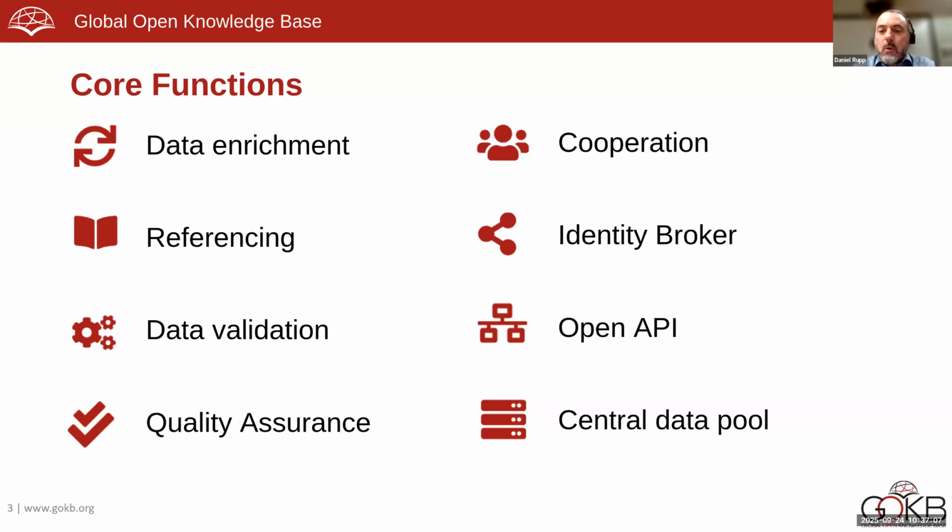And all in all, the GOKB is a central data pool. That means that we don't select the data. We provide a wide range of providers' metadata. Important is that it is used metadata, so that libraries are using the data itself. We don't push all the data we can get into the GOKB; it's important that we have only that data that is really used in the library data workflows.